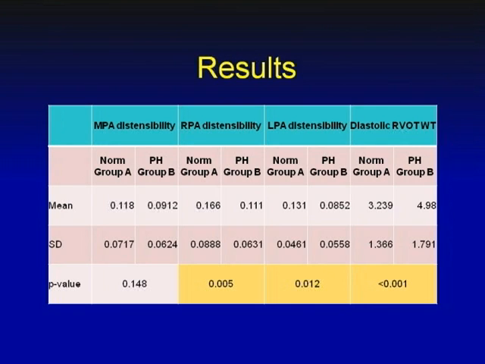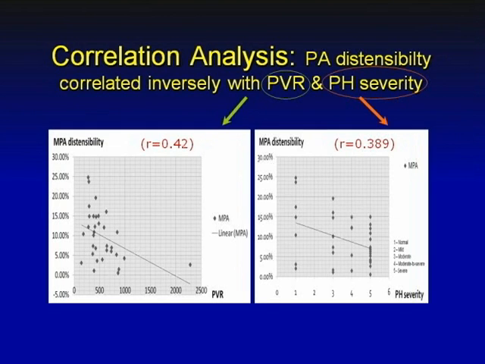When we looked at the p-values, only these 3 parameters had a significant p-value. So the right pulmonary artery, left pulmonary artery distensibility, and right ventricular outflow tract wall thickness. When we correlate the analysis with the right heart catheterization data, we found that the pulmonary artery distensibility has an inversely related correlation with the severity of the pulmonary hypertension as well as pulmonary vascular resistance. So as the severity of the pulmonary vascular resistance increases, the pulmonary artery distensibility decreases.